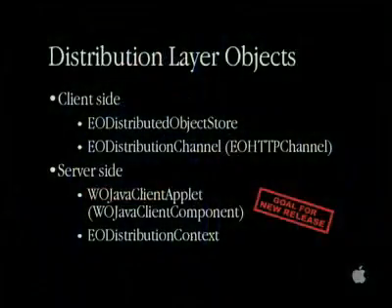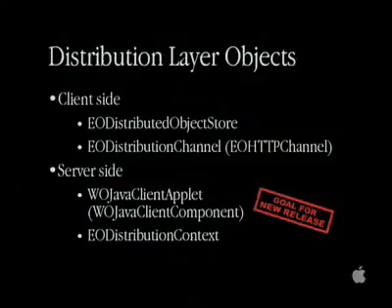There are 4 object classes in the distribution layer that make this happen. On the client side, there's the so-called EO distributed object store, and then an EO distribution channel. The EO distribution channel is actually an abstract class, and usually you use a concrete subclass, which is the EO HTTP channel. And on the server side, there's the so-called WOJavaClientApplet.